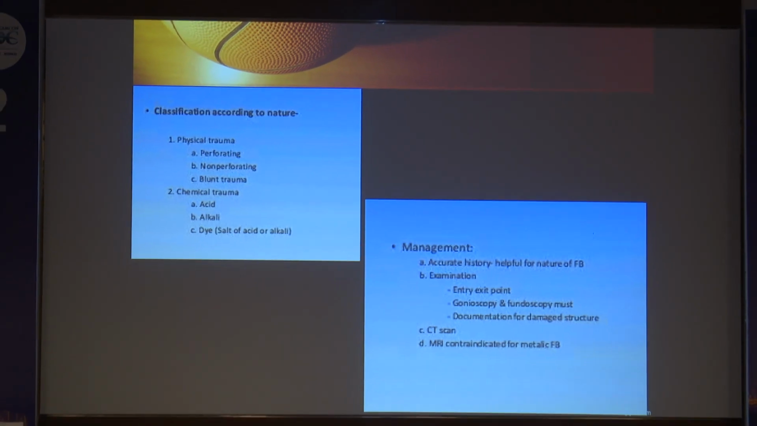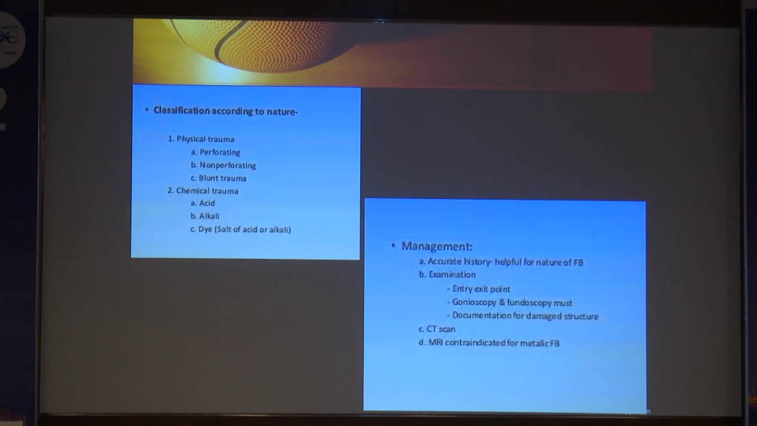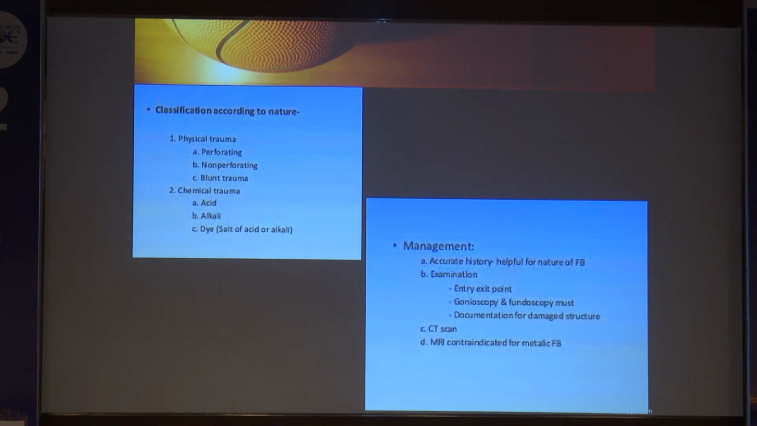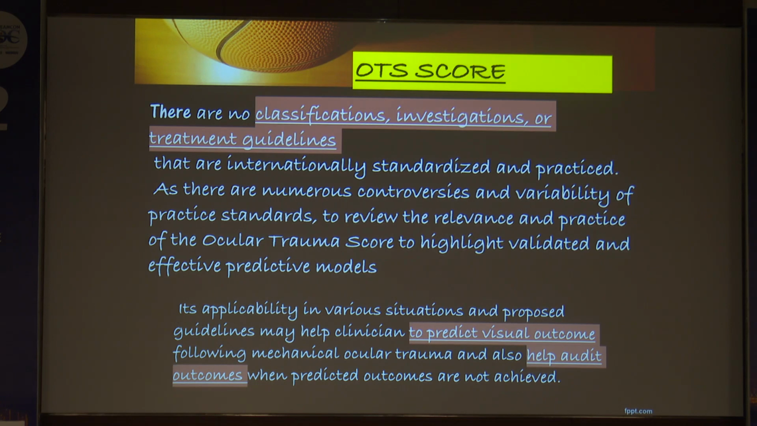So the management is accurate history, examination, entry point, exit point, gonioscopy, fundoscopy, documentation for damaged structures, a CT scan, and MRI contraindicated if there is a metallic foreign body. Now, where blunt traumas are concerned, it can affect any part of the eye, whether it is the lens or the vitreous or the retina or the choroid, and similar for the penetrating and the perforating injuries.